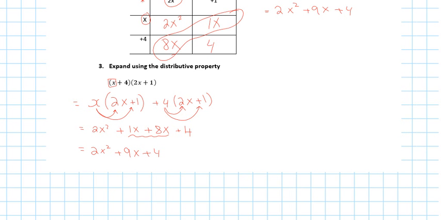x by x is x squared. So what I did is I took this and multiplied it by this whole thing, and then I took this and multiplied it by this whole thing. Are you guys okay if I move to the next one? That's the final answer. Does it match the previous answer? Yeah.